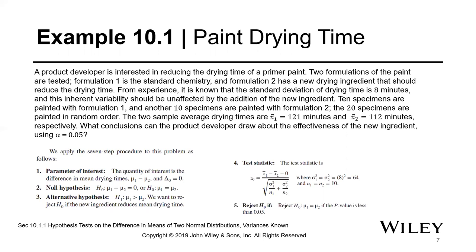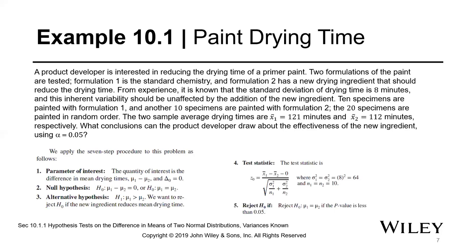Personally, I don't want to wait longer for paint to dry. No one wants to do that. So I would choose a one-tailed test where formulation two has a lower drying time than formulation one, so that I could see whether it's better. Because that's all I care about. I don't care if it's different. I care if it's better. So the null hypothesis is that the means are the same. The alternative is that formulation two should be less than formulation one.